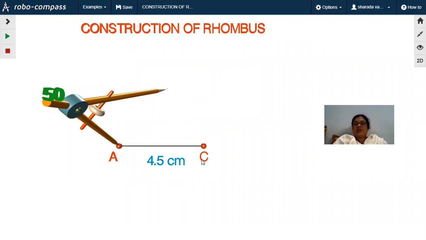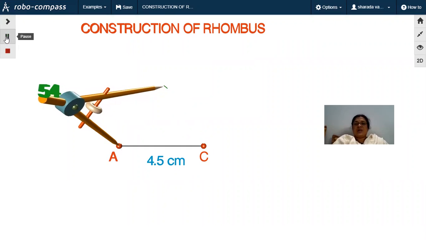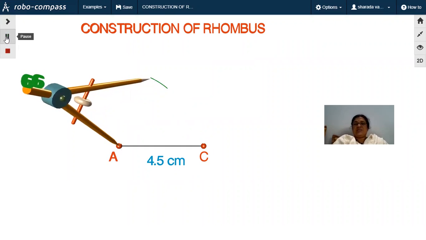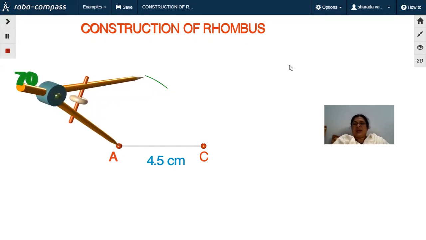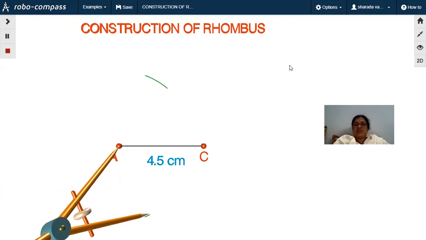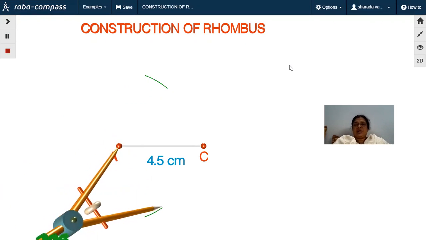For this perpendicular bisector, remember carefully, listen carefully, you have to take more than half. So here I have taken almost 3 centimeters, more than half. You have to put the pointer at A and draw an arc above the line segment and below the line segment also. Like this, you have to draw an arc below the line segment too.